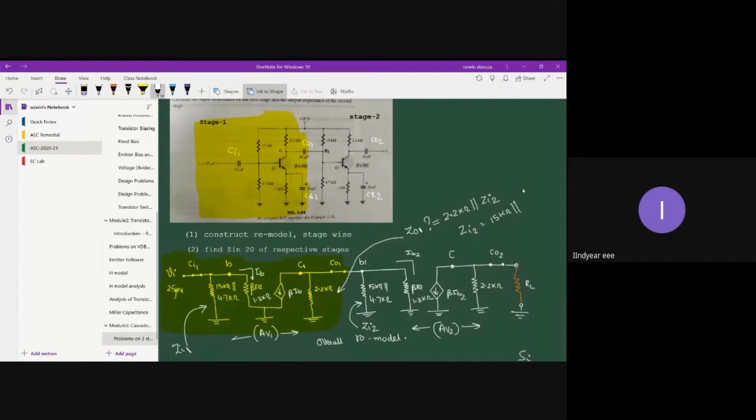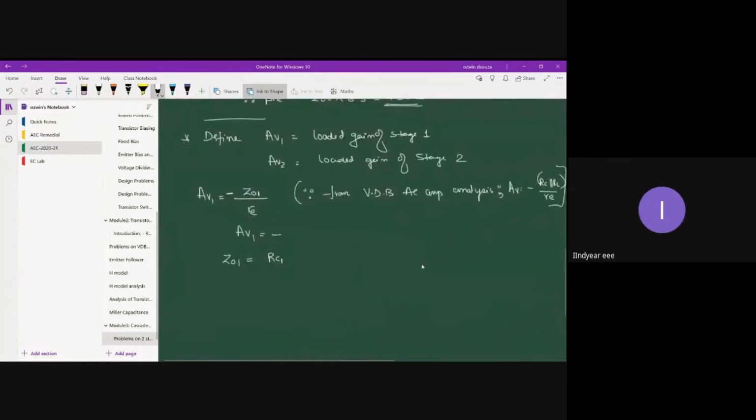parallel with 4.7 kilo ohm parallel with beta RA. Correct, Pratibha? Yes, sir. Right. So you can find out Z01. So RC1 parallel with Zi2, where Zi2 is equal to 15 kilo ohm parallel with 4.7 kilo ohm parallel with 1.3 kilo ohm. So let us find out what is Zi2.